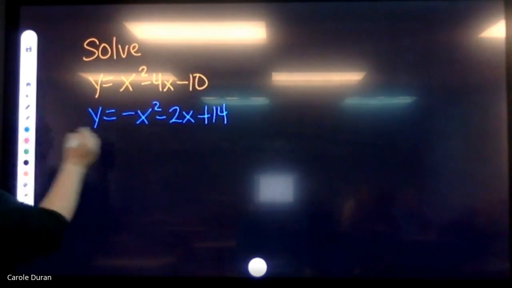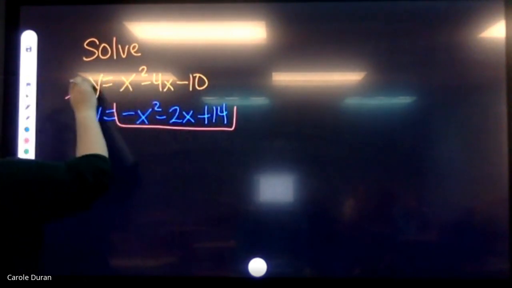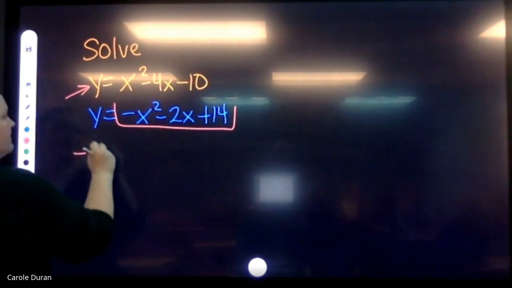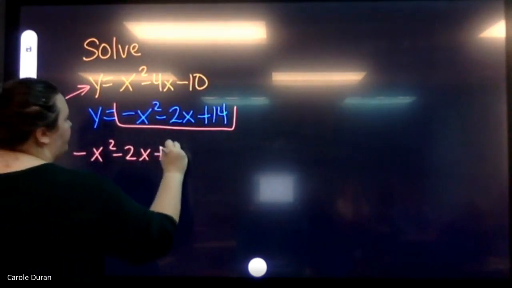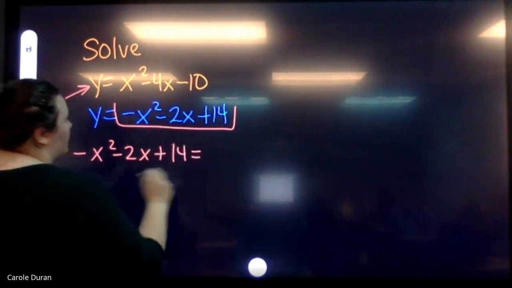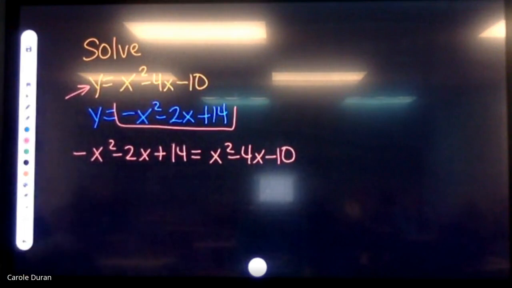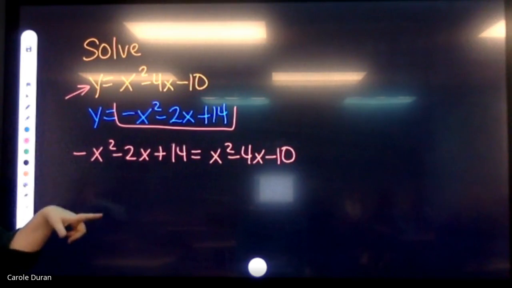So what I'm going to do is take this and put it where the y is in that top equation, which means I'm technically taking these 2 equations and setting them equal to each other. So I'm going to have negative x squared minus 2x plus 14 equals x squared minus 4x minus 10. And just like before, I want to solve this by getting everything to one side of the equal sign, because this is probably going to be a quadratic. And then I can use either factoring or the quadratic formula to solve. So I'm actually going to go ahead and move everything to the right-hand side because I think that might be easiest.